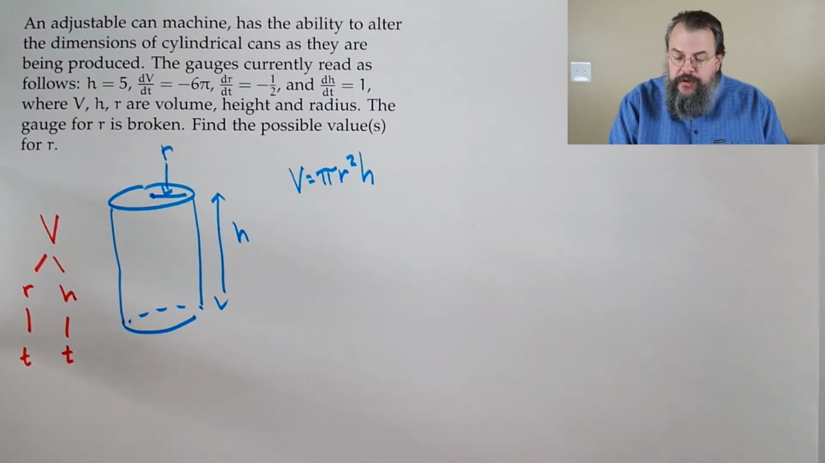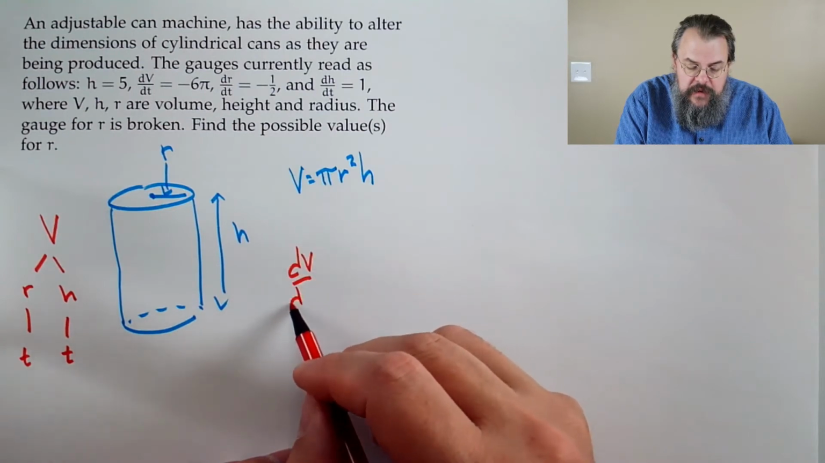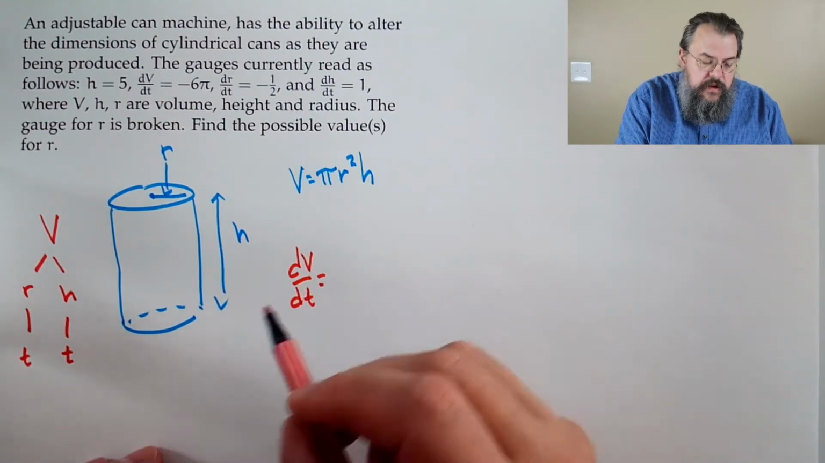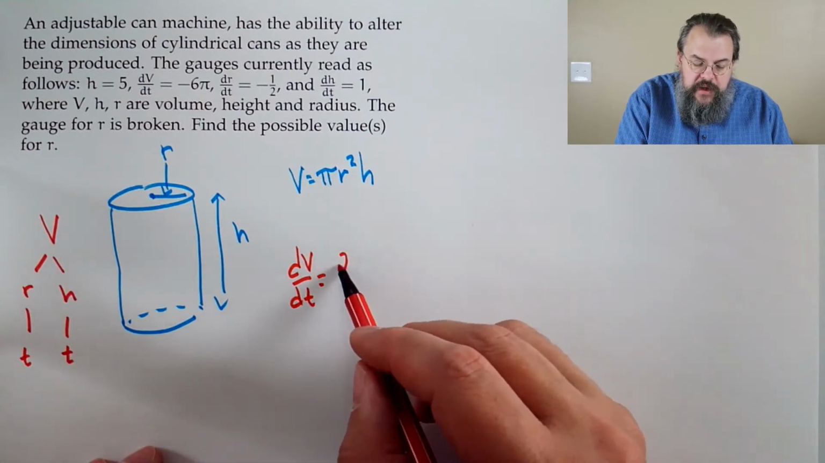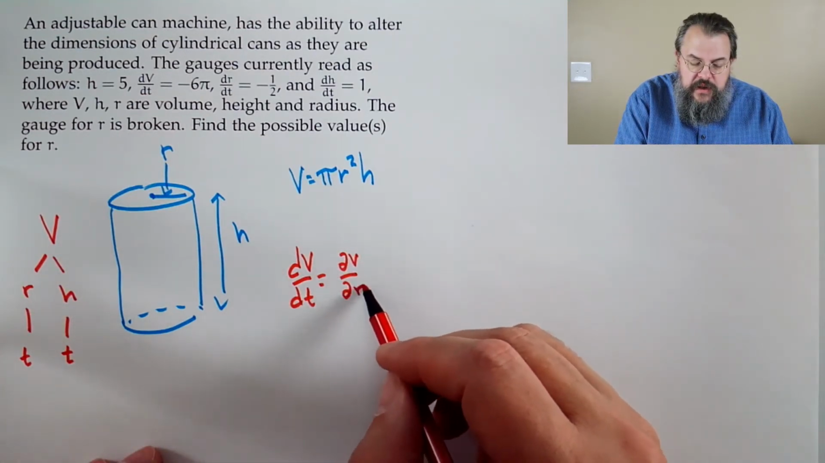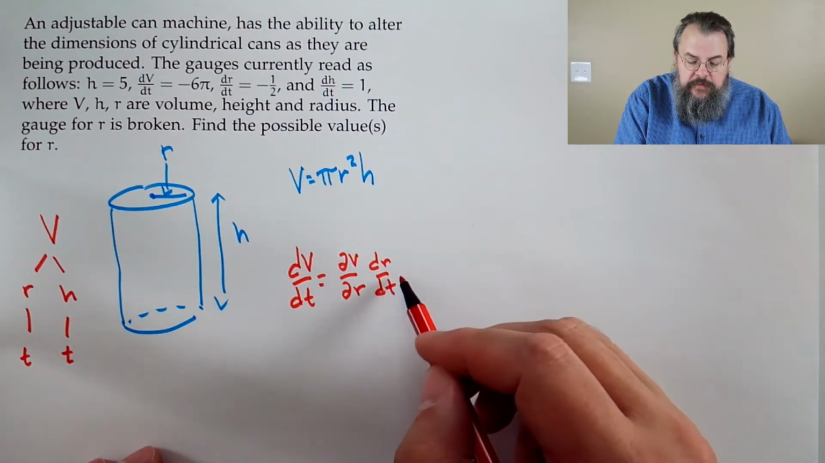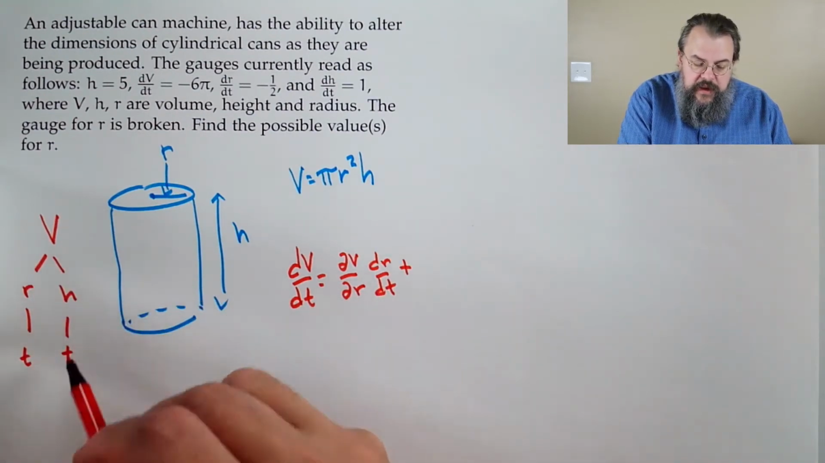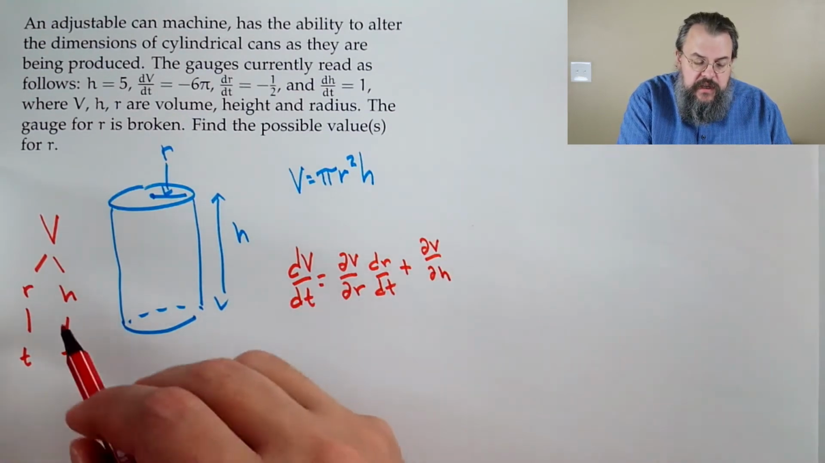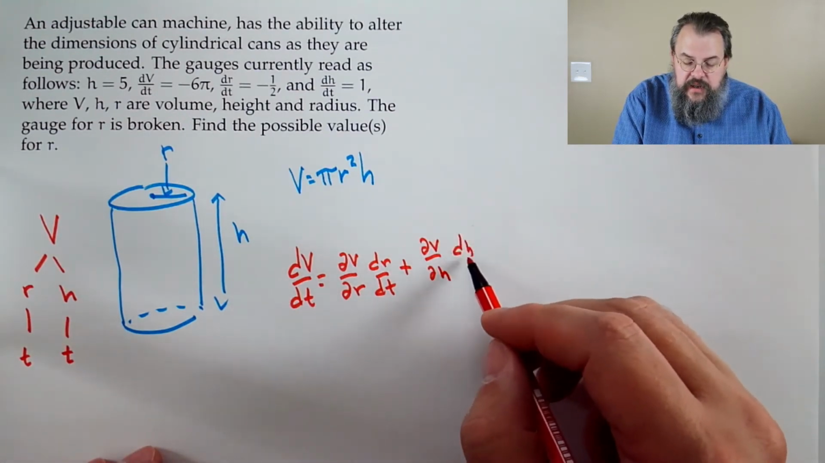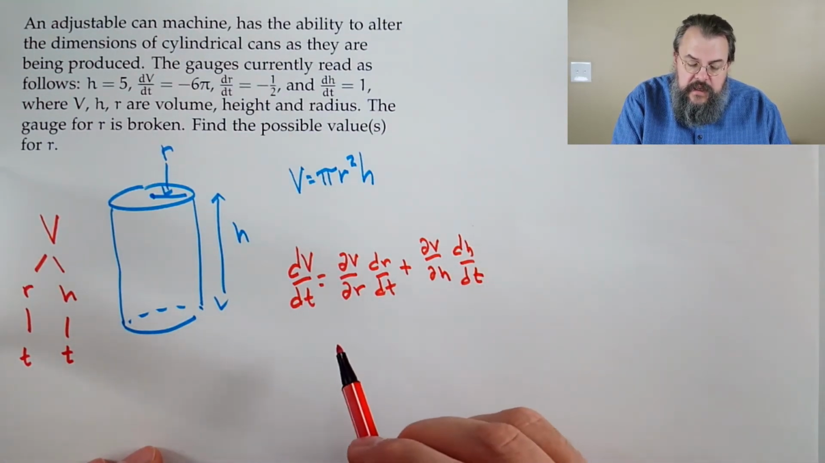So we run it through and say, all right, dV/dt is, well, T shows up twice. We're going to go through R, so that would be partial V partial R times dr/dt, plus, then through H, partial V partial H times dH/dt. Well, all right, let's clean it up.